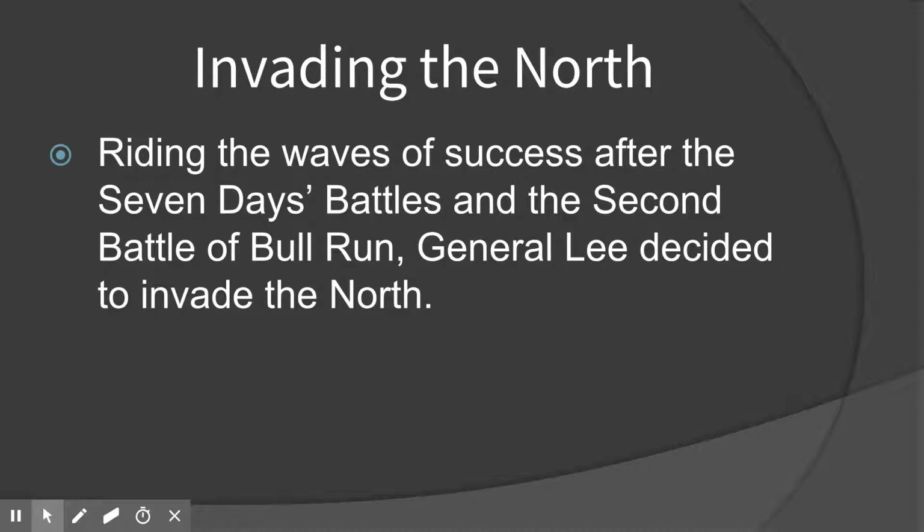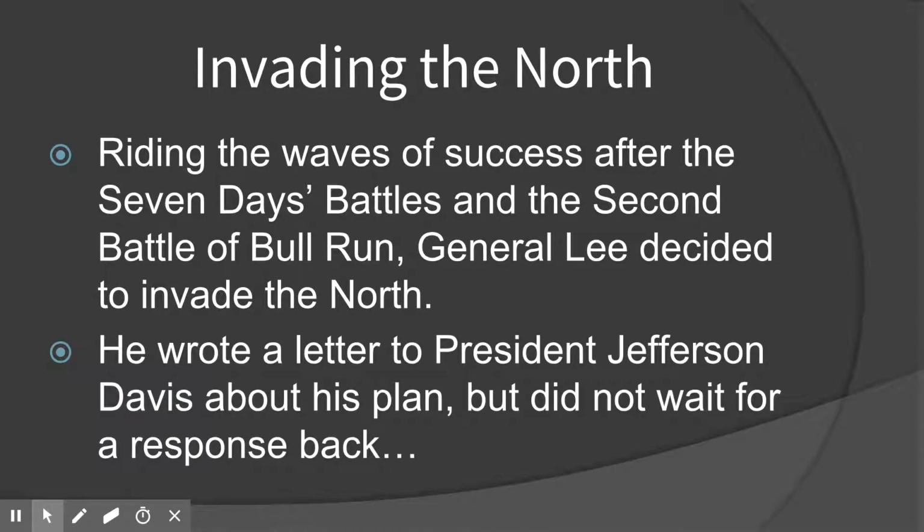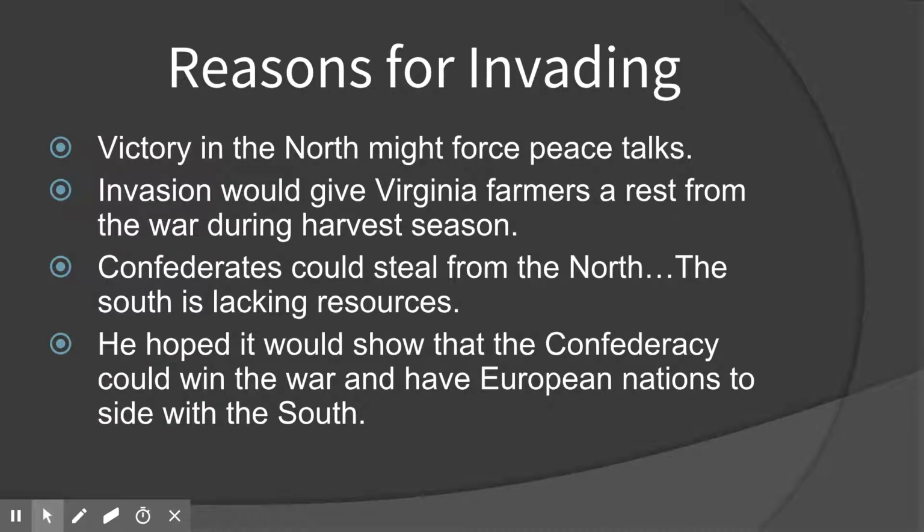So invading in the north, riding the waves of success after the 7 Days Battle and the Second Battle of Bull Run, General Lee is going to invade the north. He will write a letter to President Jefferson Davis about his plan, but he didn't wait for a response back. His reasons for invading: victory in the north might force peace talks. He thinks that if he is successful, the north might just decide to throw their hands up and be done with war. He thinks that the invasion would give Virginia farmers a rest from the war during harvest season.